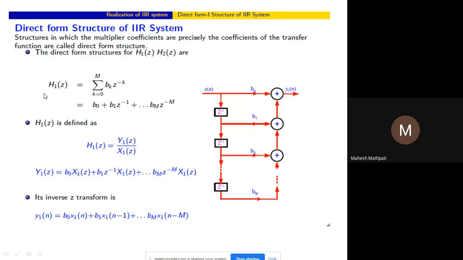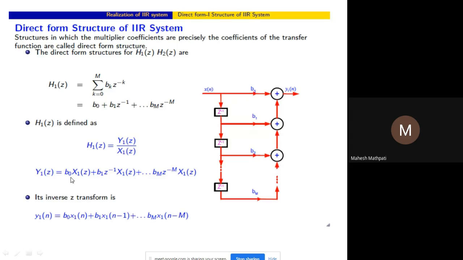Okay, so H1 of z equals the sum over k equals 0 to m of b_k z to the power minus k. Have you noted this? Yes, sir. So I'm just expanding this summation: b0 plus b1 z inverse plus ... plus bm z power minus m. So then we write H1 of z in terms of y and x. I have written it as Y1 of z divided by X1 of z. Then I am writing the equation in terms of the input and output functions.